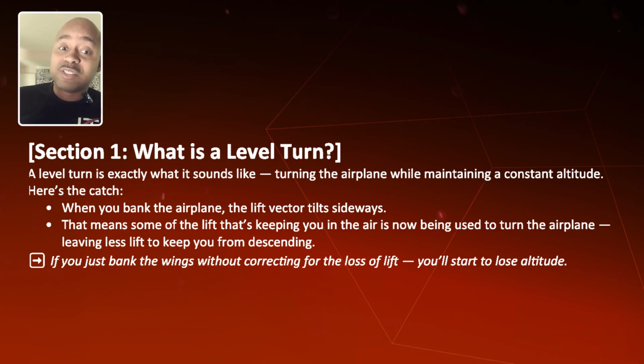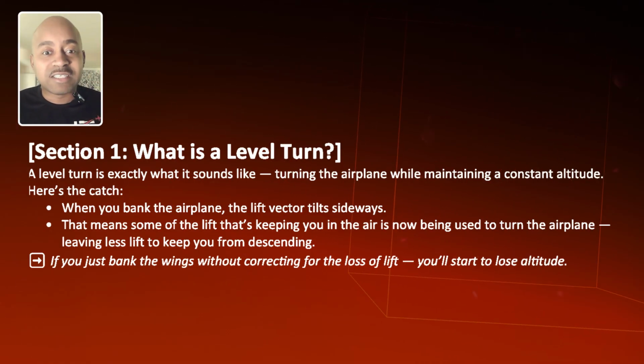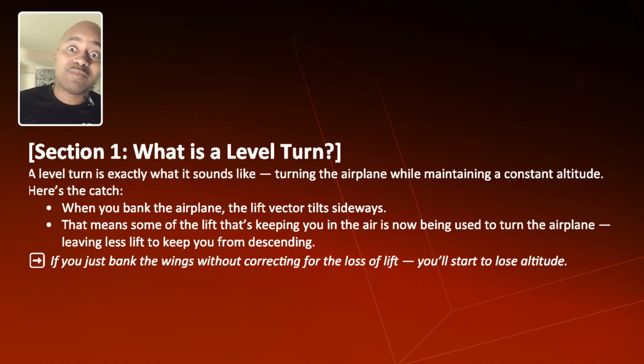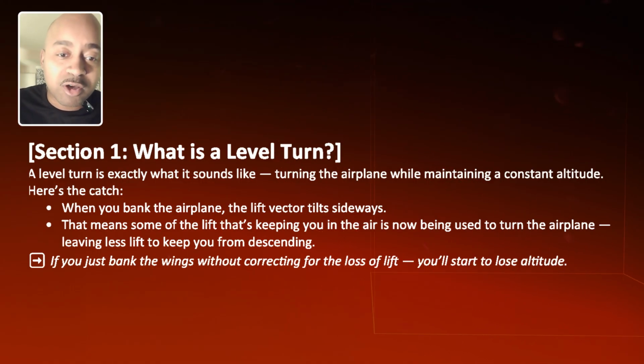But that also means there's going to be total less lift, which means that the airplane is going to try to descend. So how do you fix it? You got to get back pressure, and depending on how much bank you have, you might have to add a little bit of power, but you're going to have to have back pressure to increase your overall lift.